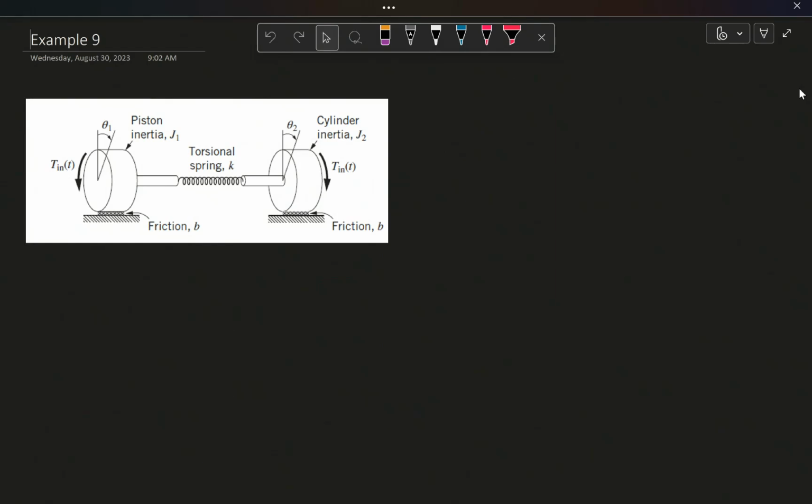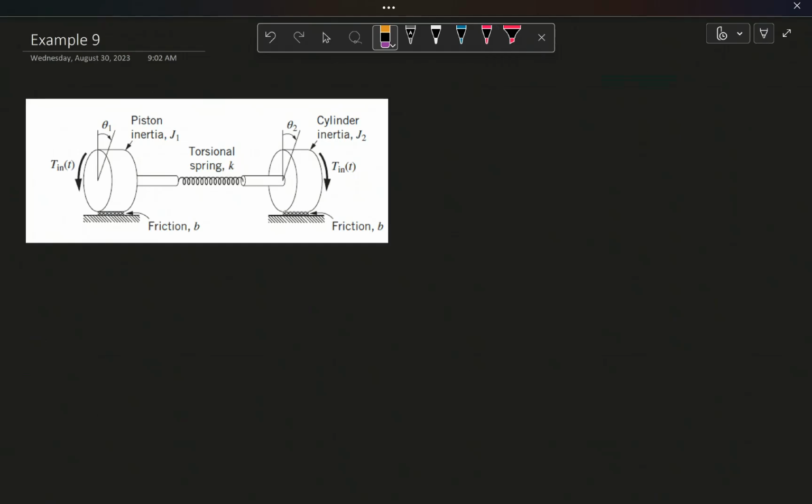Now, if you look at this system, you see that I have two disks here, or two moments of inertia. One is the inertia of the piston, the other one is the inertia of the cylinder. And these two inertia elements are connected to each other by a torsion spring. Also, each of them is supported by a bearing, and for simplicity, we model that bearing with a viscous friction.